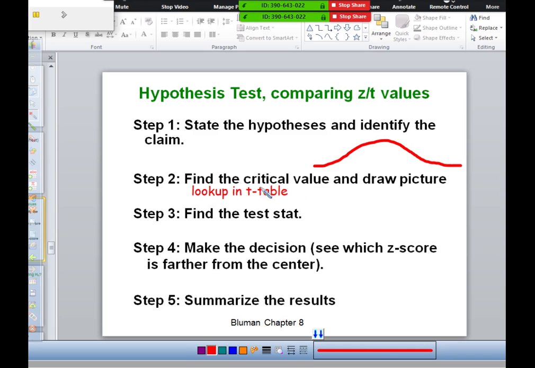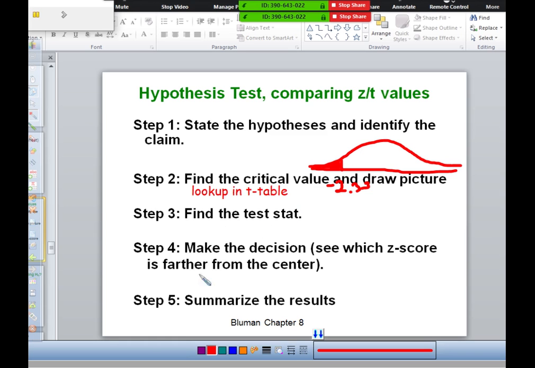Step 2 is finding the critical value, looking up in the t-table, and then drawing a picture. You're going to draw your mound, draw your other line, and wherever your critical value is, say negative 2.3, shade the rejection area, the guilty area. It's good to call it the rejection area, so you know that you're rejecting H naught in this area. So draw your line, shade.